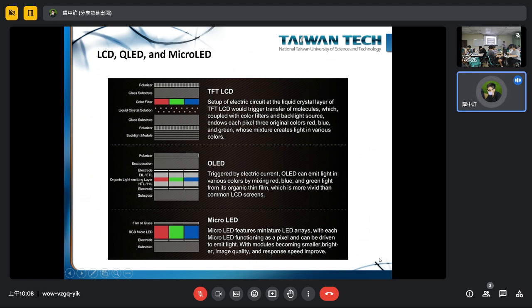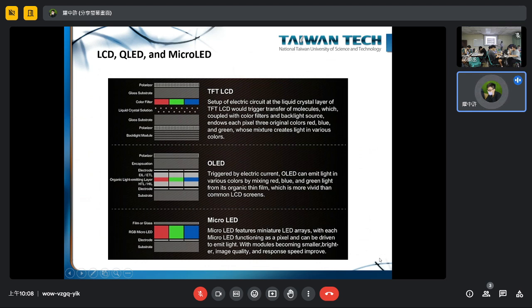And LED is an actively emitting material. By applying electrodes on top and at the bottom, we can achieve light emission. And micro LED is also usually made of inorganic material.